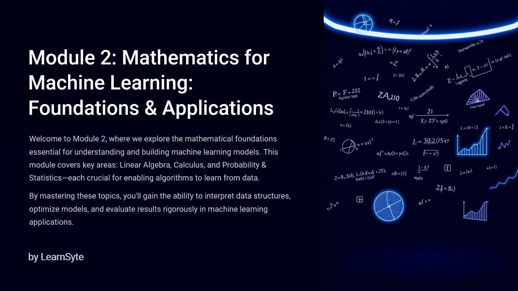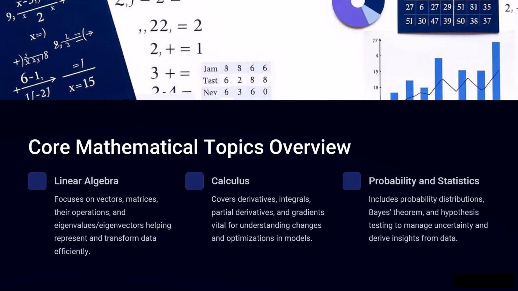Welcome to Module 2, where we explore the mathematical foundations essential for understanding and building machine learning models. This module covers key areas: linear algebra, calculus, and probability and statistics, each crucial for enabling algorithms to learn from data. By mastering these topics, you'll gain the ability to interpret data structures, optimize models, and evaluate results rigorously in machine learning applications.